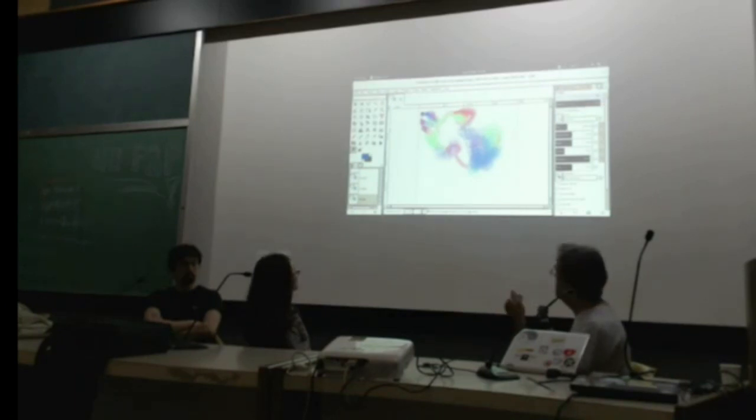Now on this 2.9 it's possible to have different blend modes directly on the paintbrush. It is easier now.